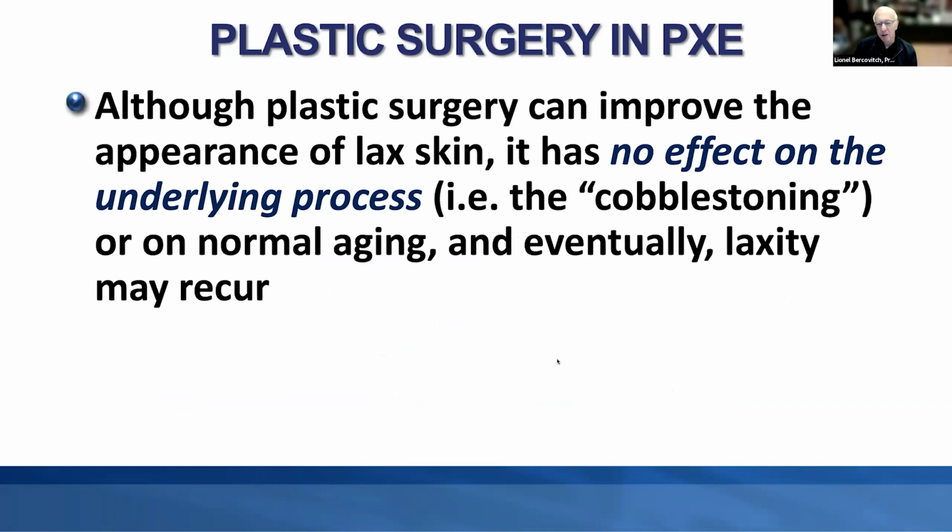So plastic surgery can improve the appearance of lax skin by tightening it, but it doesn't really have any effect on the underlying process. So you can remove the skin with the cobblestoning, but eventually, it can recur in the skin that's left behind. One of the reasons why in the neck, you don't want to just do simply a lift and just stretch the skin and remove some skin. You want to make sure you actually remove the abnormal looking skin, not just lax skin.